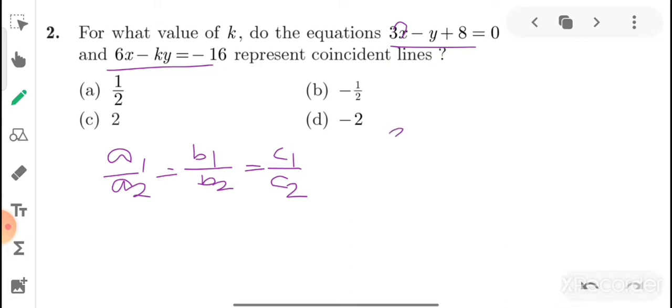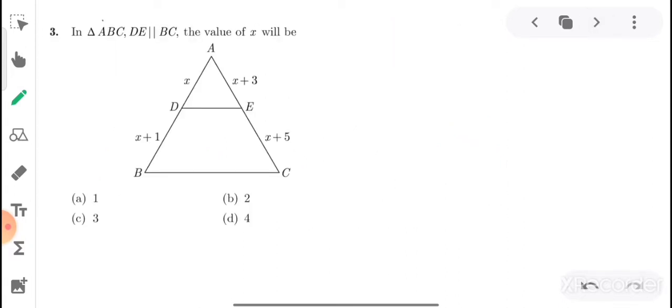Hence 3 by 6 is equal to minus 1 by minus k, as the coefficient of y in the first equation is minus 1 and in the second equation is minus k. So the value of k will be half. Then option A will be the correct option. Then next question.